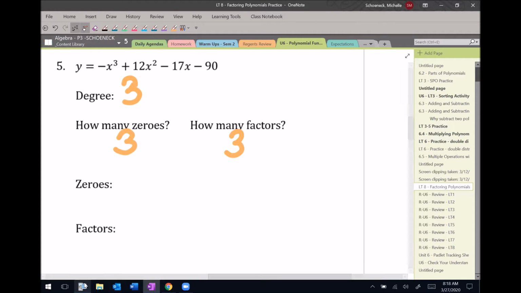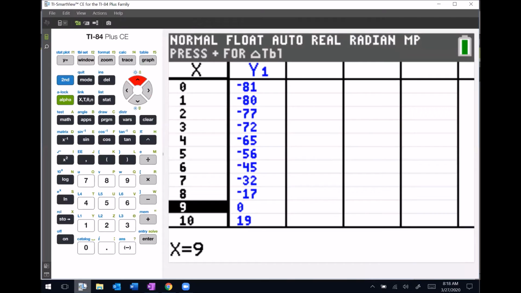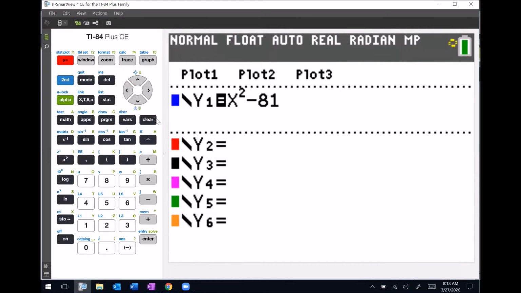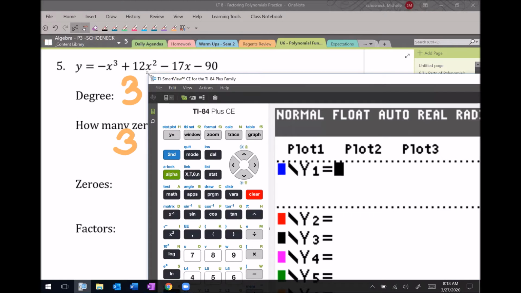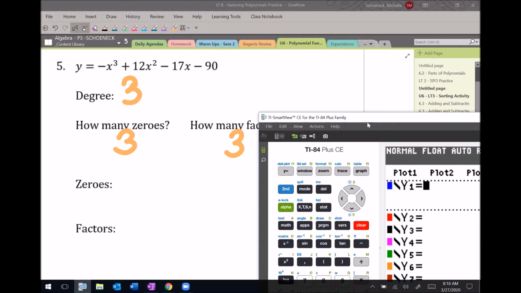Okay, so now I'm going to go into our calculator and type that into y equals. So we're looking for when y is 0, not when x is 0? Correct.